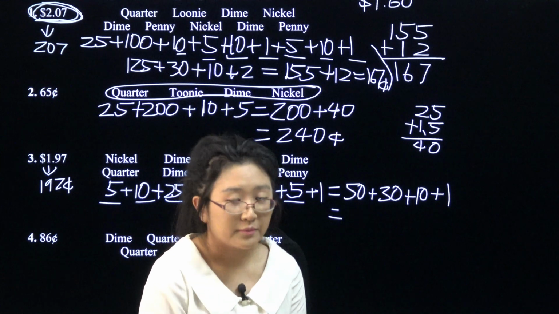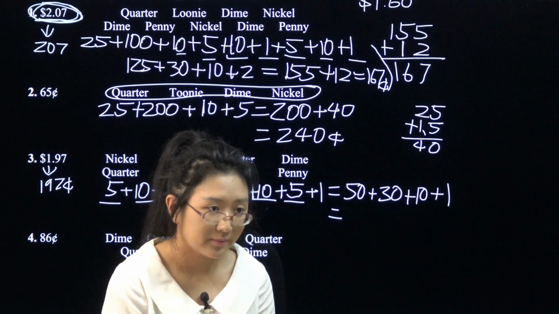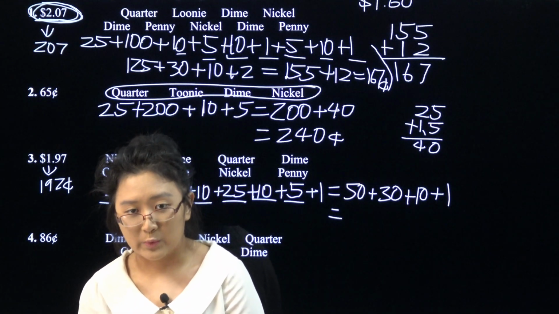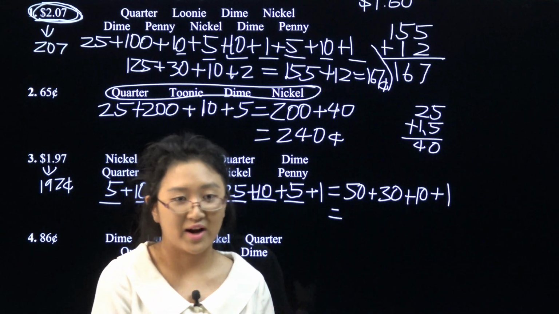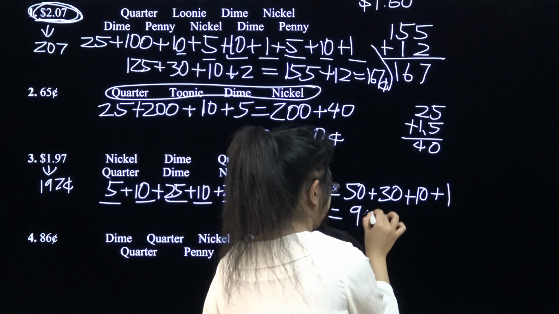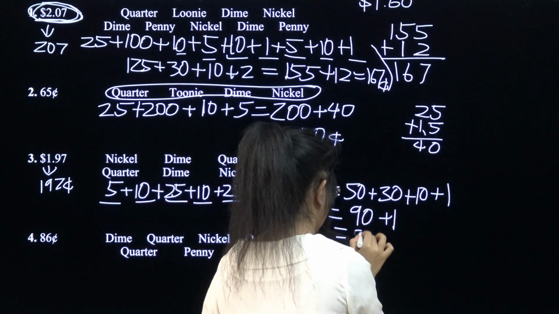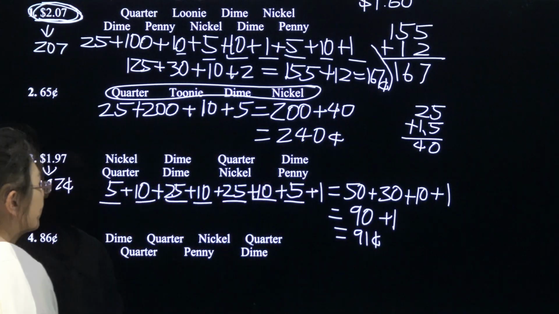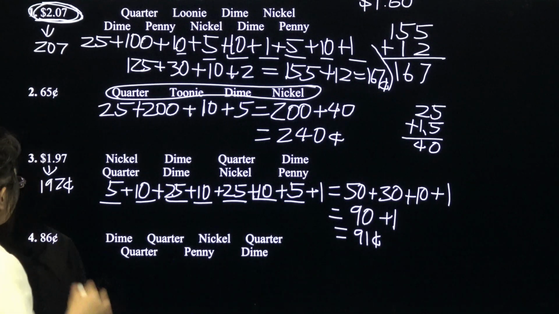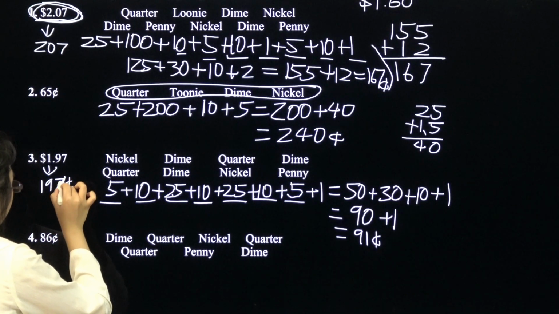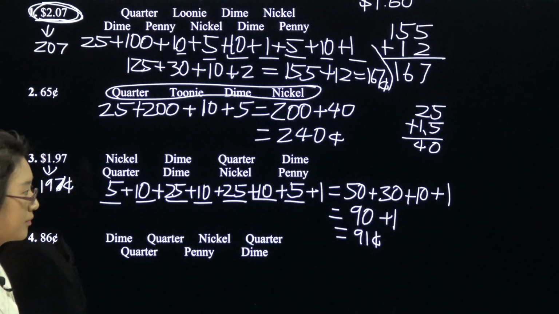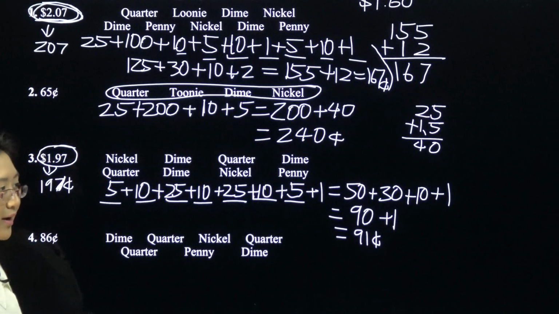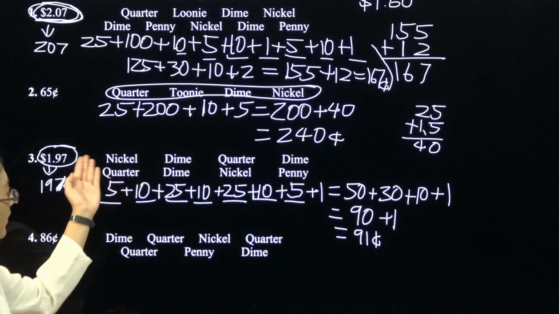50 plus 30 plus 10 is, well, that's 5 tens plus 3 tens plus 1 ten, which is 5 tens plus 4 tens, which is 9 tens, which is 90, plus 1, which is 91 cents. 91 cents is much smaller than 197 cents. Make sure that the teacher can tell your numbers apart from each other. So, $1.97 is more than this bunch of coins.